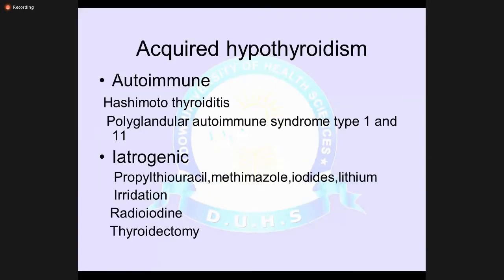Now, acquired hypothyroidism means that there was no fault to start with, but the child later on developed hypothyroidism. That is called acquired hypothyroidism, and one of the causes is autoimmune, Hashimoto thyroiditis. Second is polyglandular autoimmune syndrome type 1 and type 2. These are very rare causes of acquired hypothyroidism. Then there are iatrogenic causes, which are relatively common.